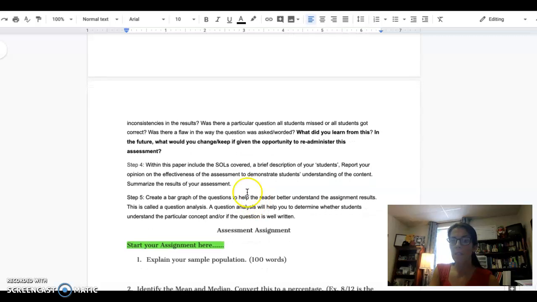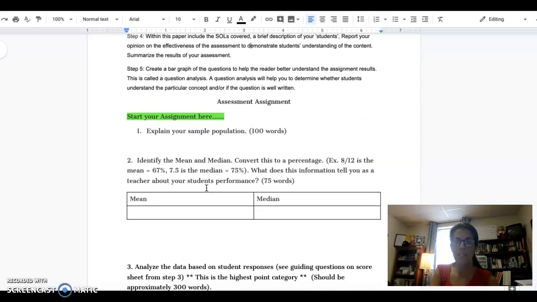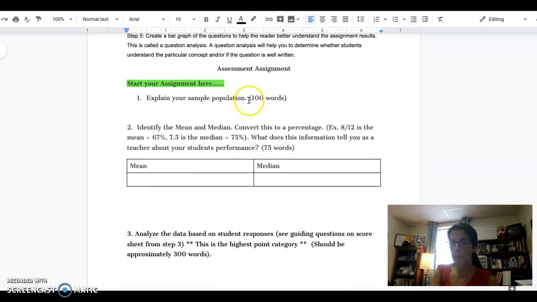And then the rest of the assignment is filled in on the worksheet. So I'm going to move down to that section now. You can make a copy of this in Google if you want, or you can download it and work in Microsoft Word. Either way is fine.